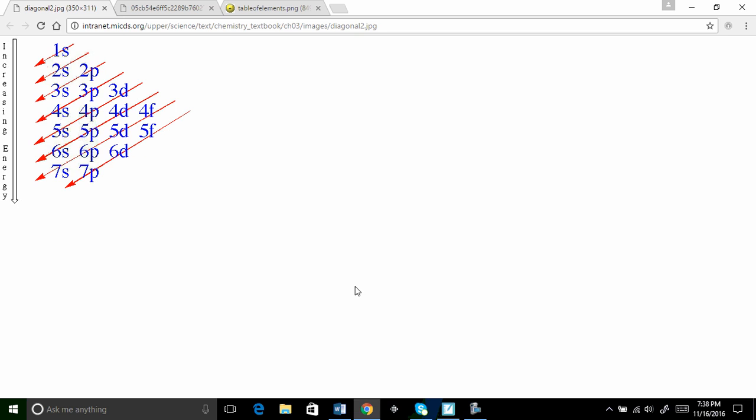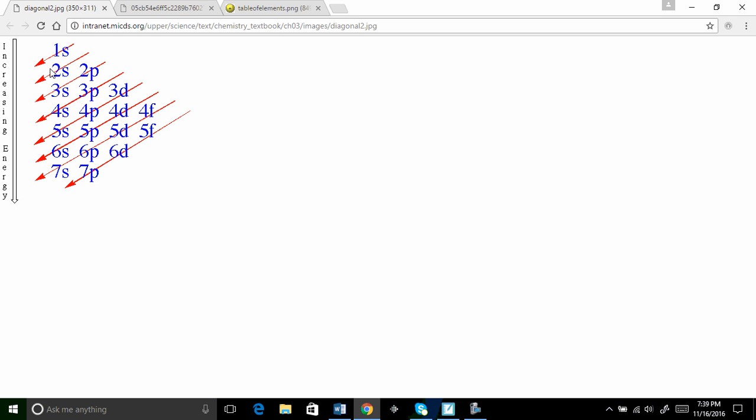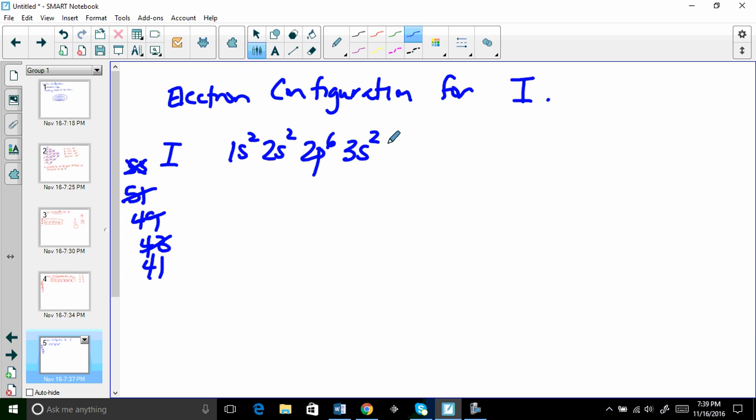Back here, 1s fills, then 2s, then 2p, and 3s. So 2p fills, p orbitals hold 6. 49 minus 6 is 43. Then the 3s fills, but any s orbitals hold 2. 43 minus 2 is 41. Now, so 1s, 2s, 2p, 3s, then it looks like 3p, 4s. So 3p, any p orbitals hold 6. 41 minus 6 is 35.